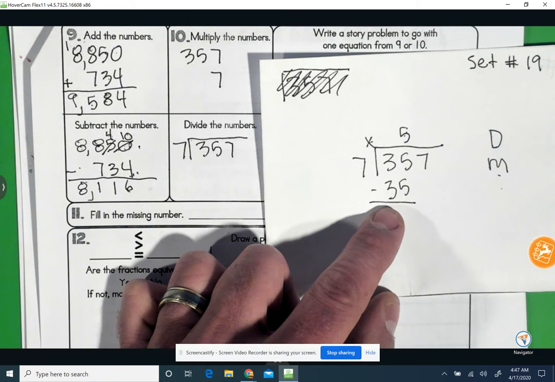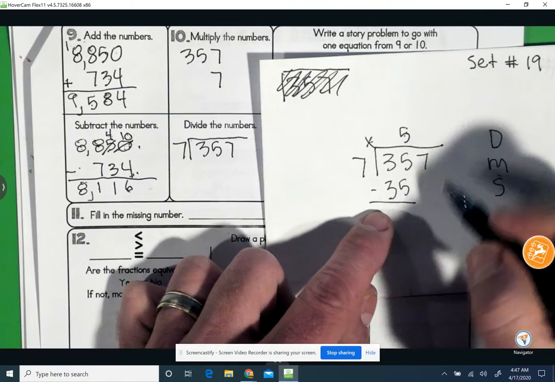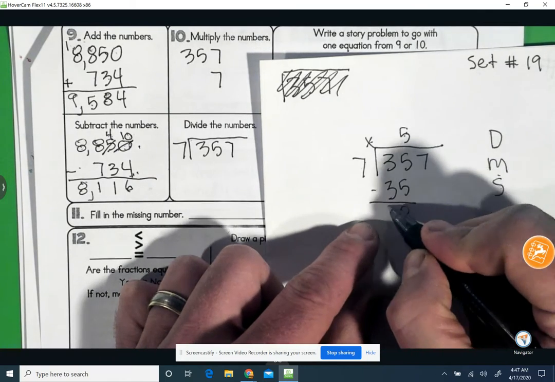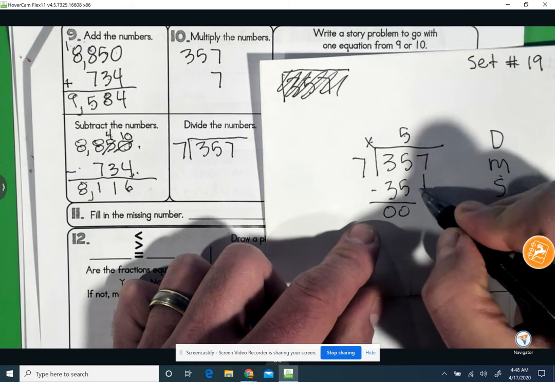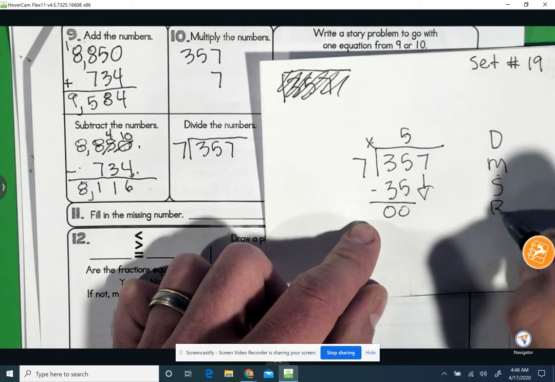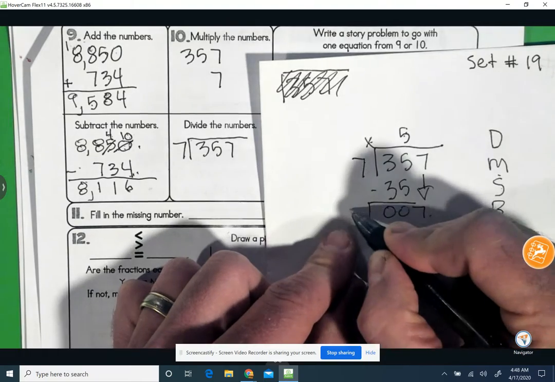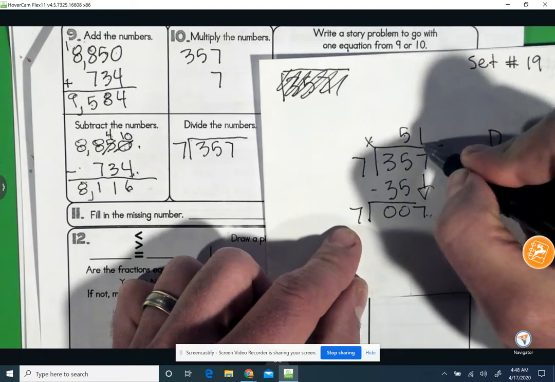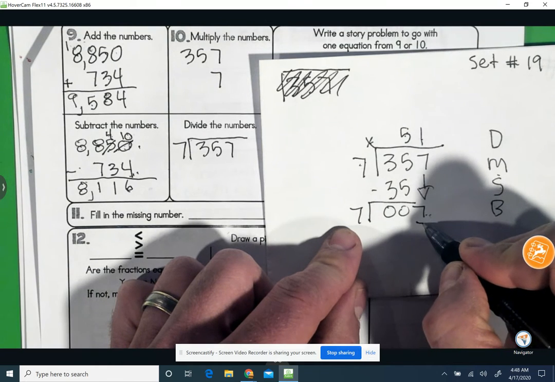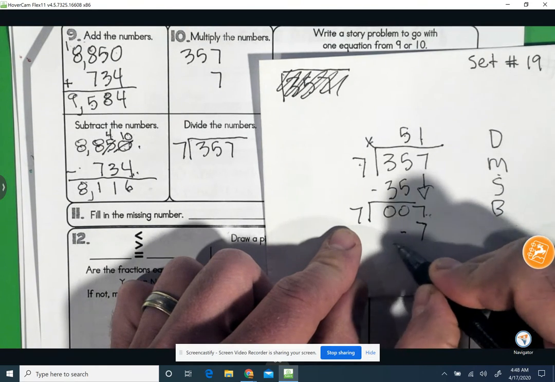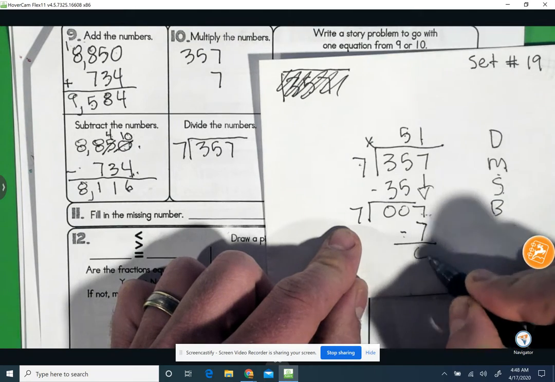And that next step is subtracting. 35 minus 35 is 0. Almost said 7. And after we subtract, we bring down. Bring down your 7. 7 divided by 7 is 1. 7 times 1 is 7. After we multiply, we subtract. 7 minus 7 is 0.